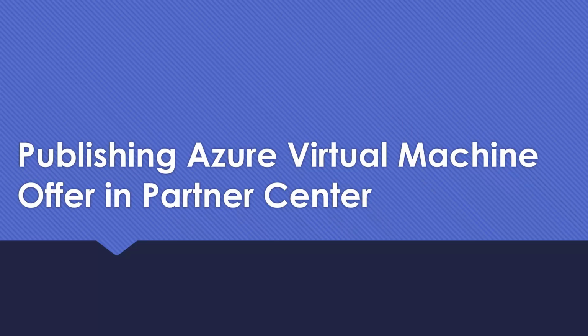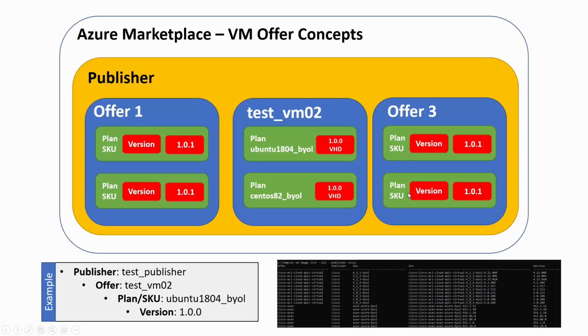So just to recap, what is an offer consisting of and what we are going to be publishing. So in the Azure Marketplace, we are going to have a publisher. Let's say test publisher is our publisher. You'll have your own publisher. And then we can have multiple offers for a given publisher. Let's say we have offer 1 and offer 3. We're going to publish the test VM 02 offer. That offer will have an ID, so you can see the offer ID right over here. And that will be the offer that we will create.